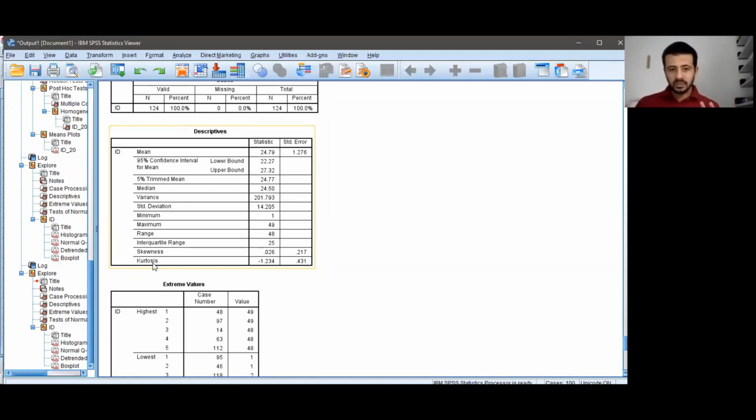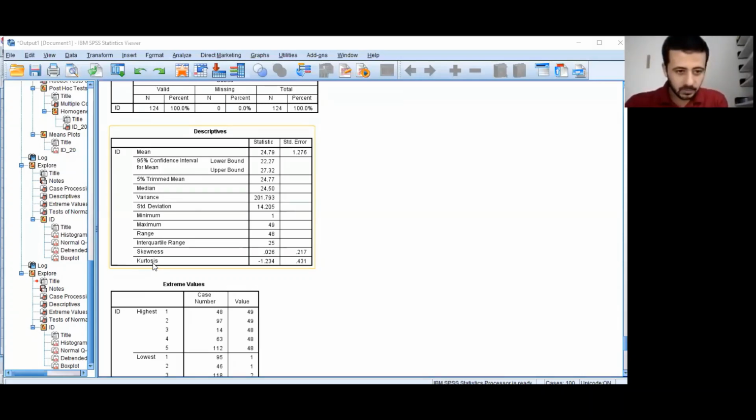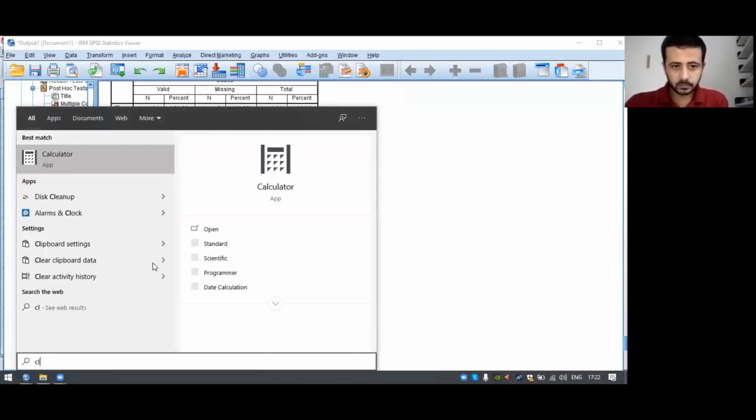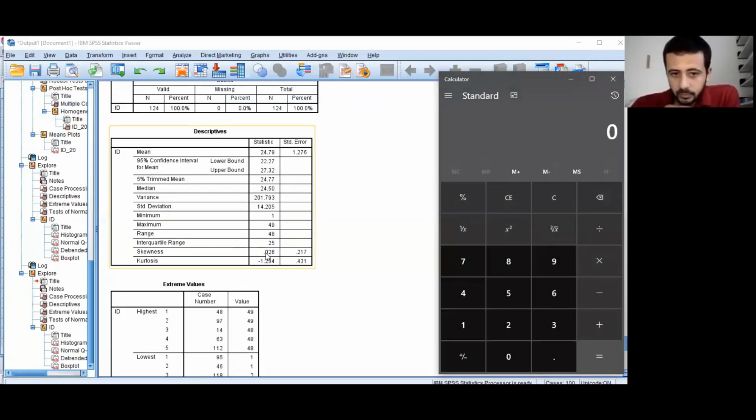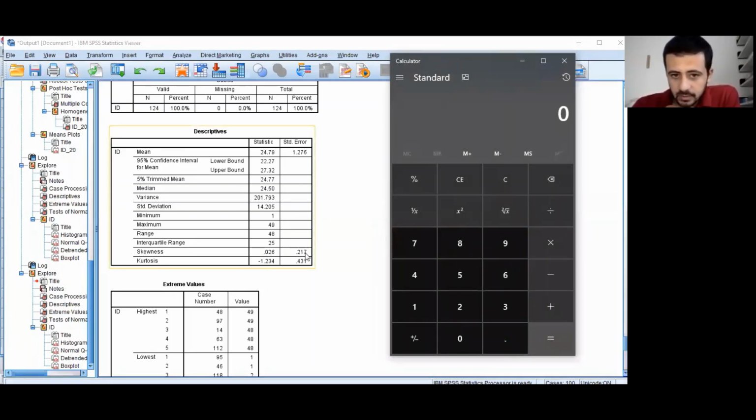So what is the level I accept in skewness and kurtosis? Actually, it is the Z value. I need the Z value to be between 1.96 and minus 1.96. And how can I get the Z value out of this? I need to take it manually. I will take the calculator. I have a number for skewness in here and the standard error in here. So I just divide the skewness by its standard error.